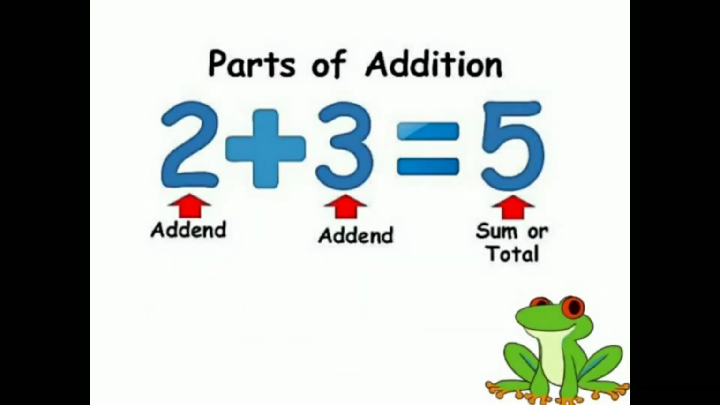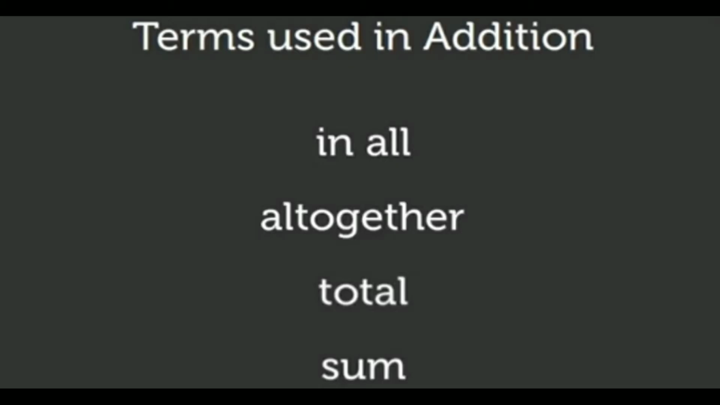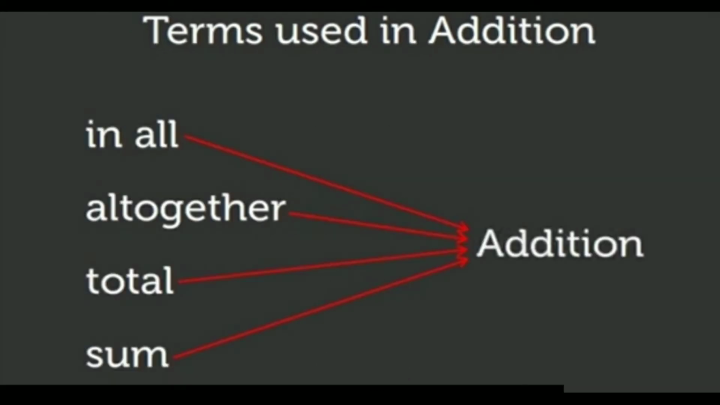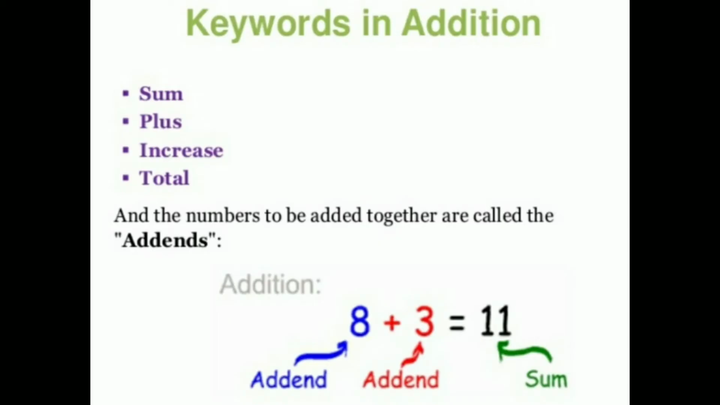Parts of addition, as we know already: the numbers which we are adding are called addends and the answer is called the sum. Terms used in addition: in all, altogether, total and sum. All these words come for addition. And in this picture you can see a few other keywords like sum, plus, increase and total. And below there is an example for addends and total.